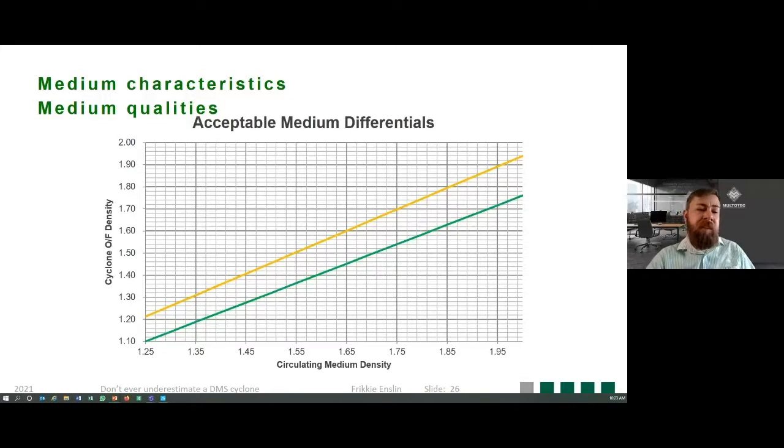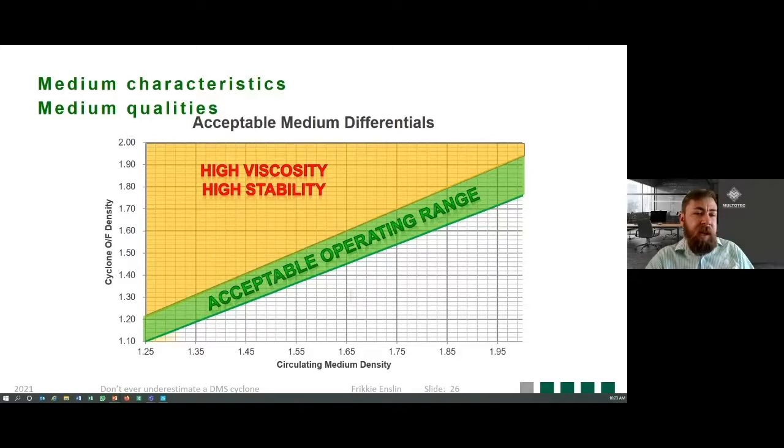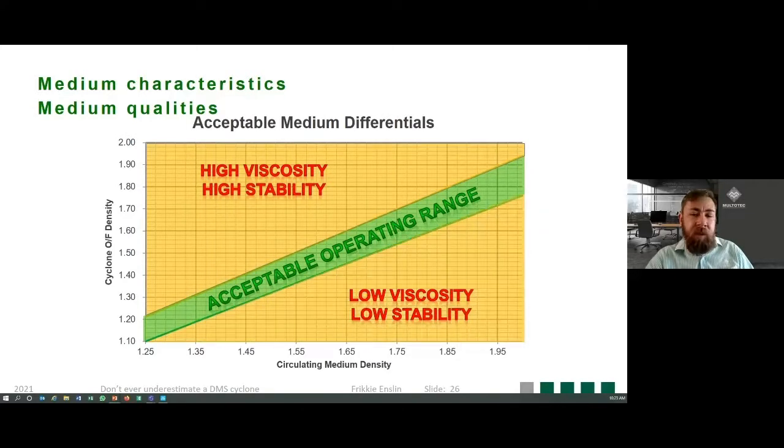Okay, so here's an interesting graph that you can use to check whether the medium used in your DMS cyclone is healthy or not, with circulating medium on your x-axis and your overflow density on your y-axis. There's your acceptable range, falling between 3 and 12%. Above it, you'll sit with high viscosity, and below it, you'll sit with low stability.